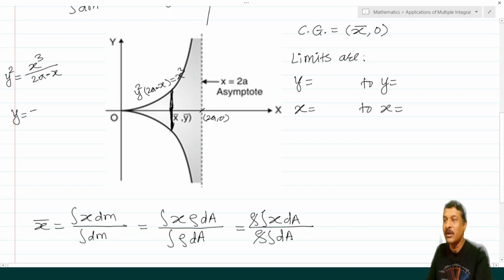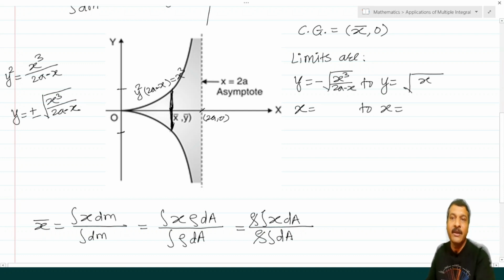Taking square root, I am getting plus minus root of x cube upon 2a minus x. So minus and plus, because here y is minus, here y is plus. So y equals minus under root of x cube upon 2a minus x to plus under root of x cube upon 2a minus x. And what about the values of x on the x axis? So x equals 0 to the end point 2a.